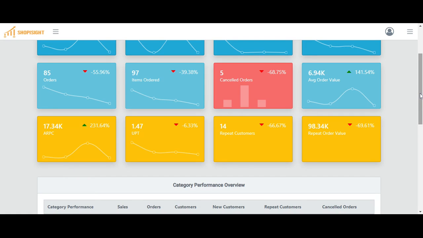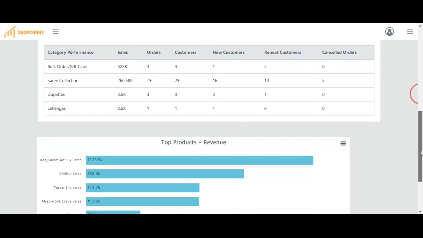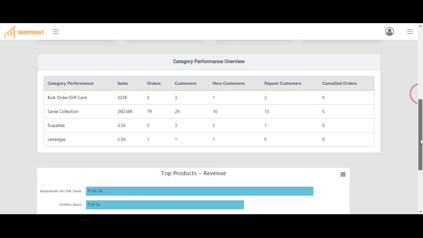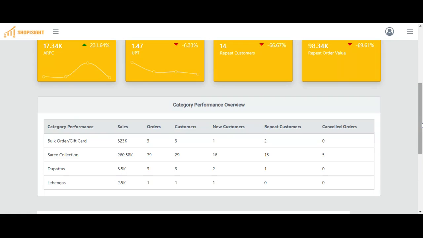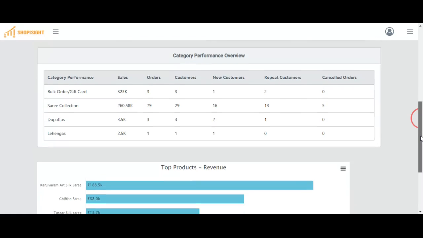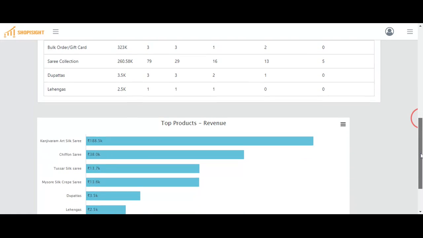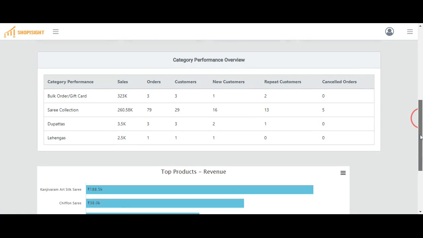The category performance and top products tables give you an idea of which categories and which products you need to focus on in order to improve their sales, or you can focus on doubling down on the existing products and categories which are doing well in order to generate even more sales.